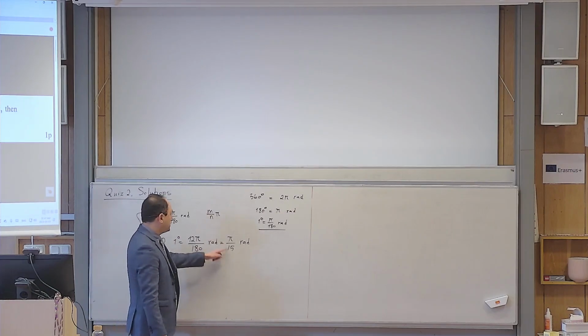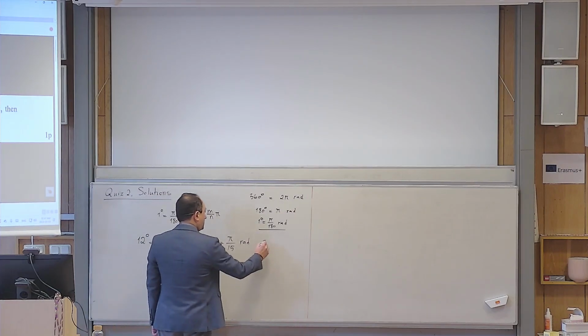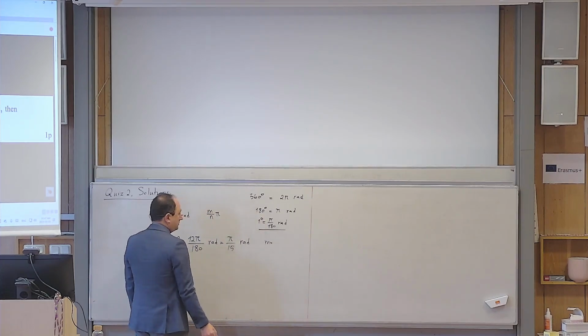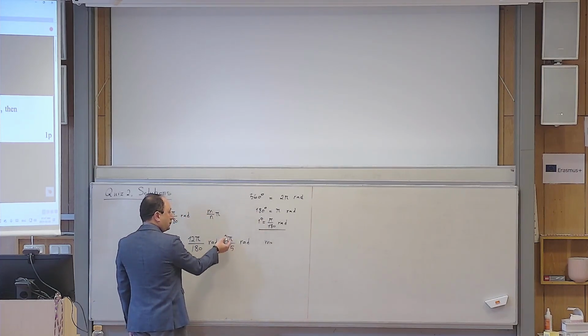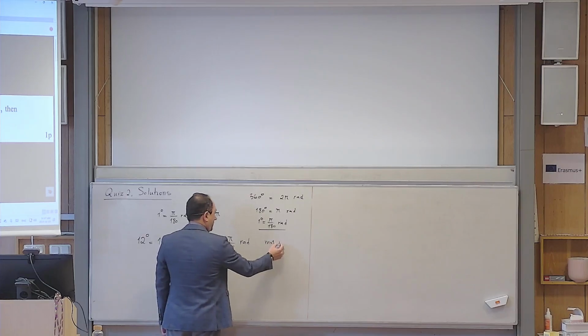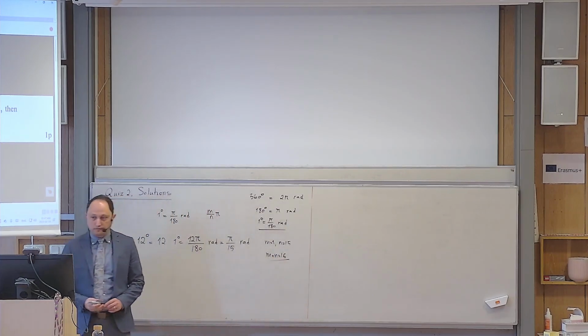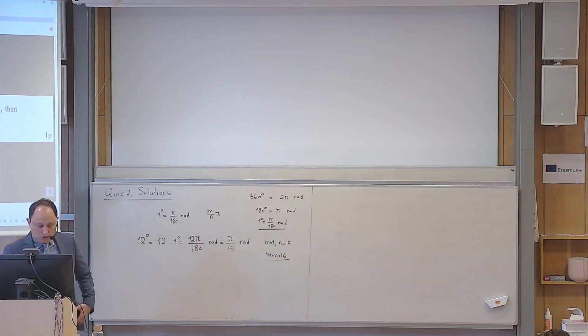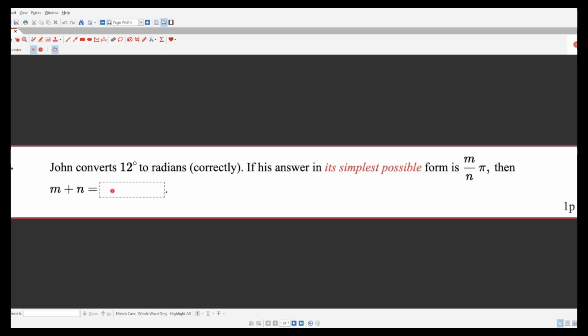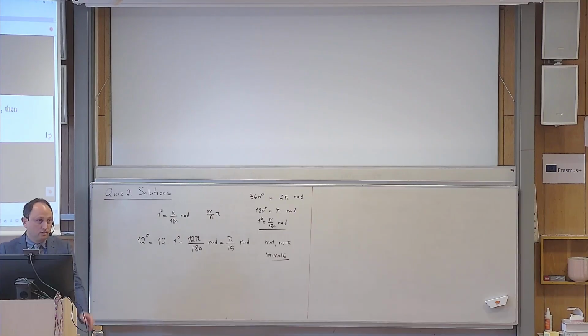If you compare this number with that number, you can immediately read that m is what? 1, because nothing is written here. It means m is 1, n is 15, so m plus n is 16. That's the correct answer. So I expect you to write 16 here. And this is an E-level question. Any questions here? Understandable?